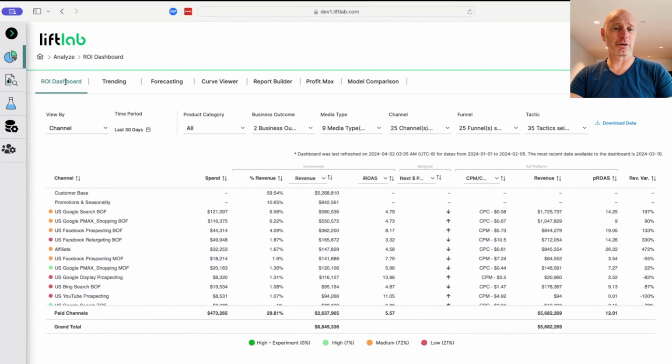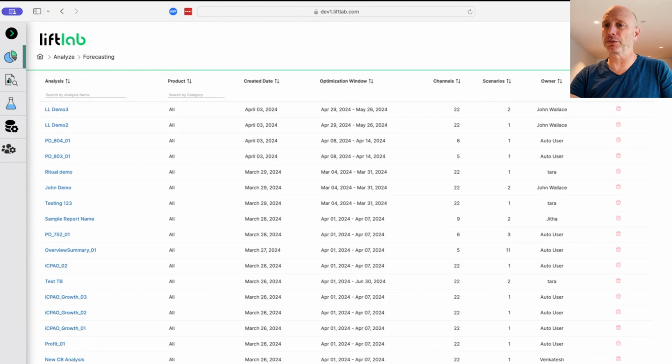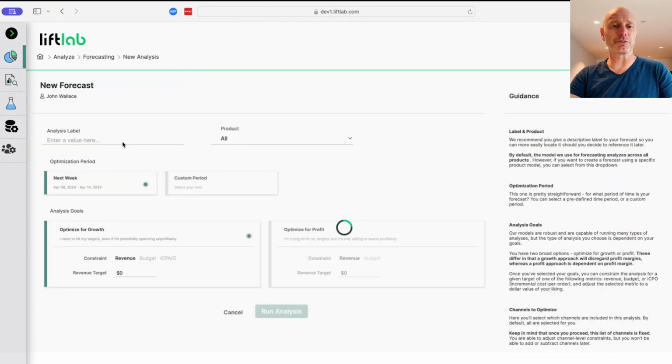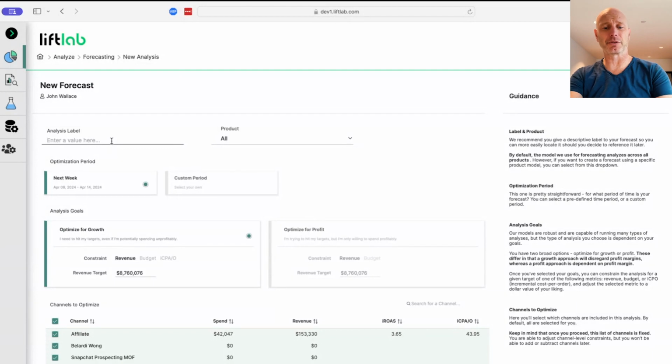We're looking at the ROI dashboard, and what's on the screen is an entire media plan that's already been onboarded. So this would be the capabilities that a live, fully deployed LiftLab customer would have access to. And the questions that we just got from the CFO, we're going to turn our attention to the forecasting capability. So inside of forecasting, we're going to do a new analysis. And let's do the first question from the CFO, which would be setting a target revenue.